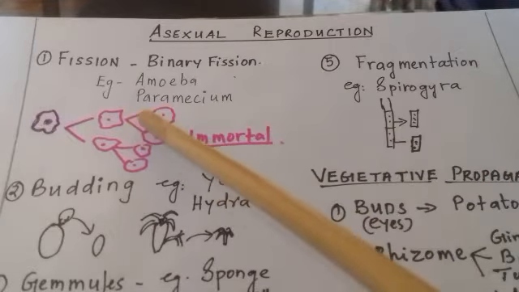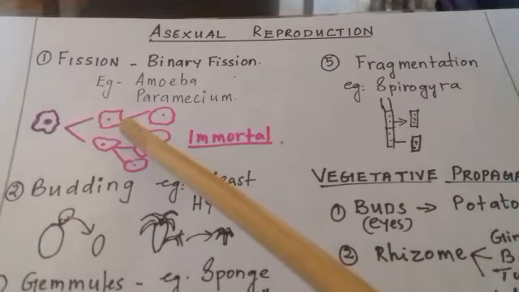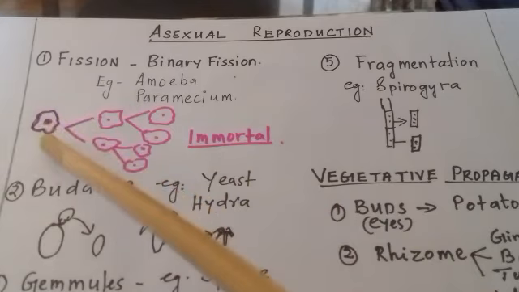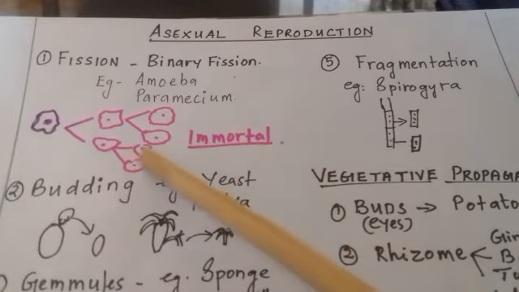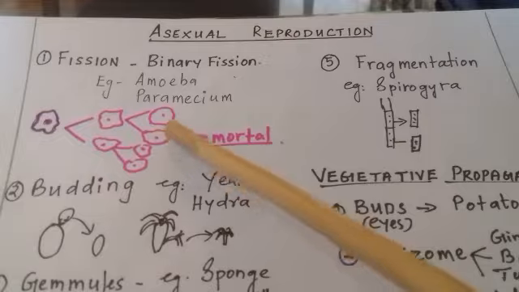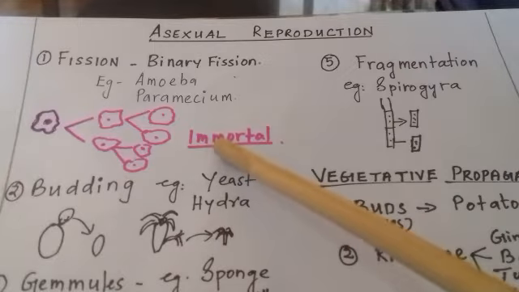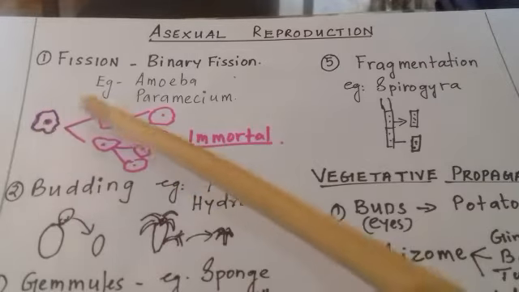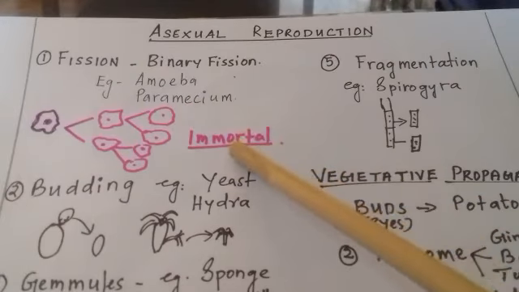So here in binary fission, basically fission means splitting. So a cell splits or divides into two, and then into two again, like that. Here in amoeba, from a single cell two cells are produced, from the two cells again two cells are produced, and this process continues. So naturally there is no death, and hence these organisms are also said to be immortal. There is no natural death. That is why it is known as immortal.